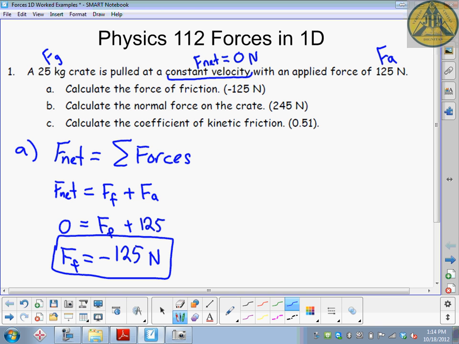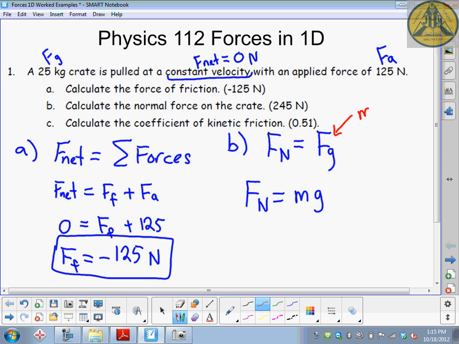For B, calculate the normal force on the crate. For us in grade 11, the normal force can always be calculated by calculating the force of gravity. They're going to be equal. We're not going to do problems where the normal force will change. Be aware it can be different, but we're going to keep it simple at first so we get the hang of how this works. So the normal force is equal to mass times the acceleration of gravity, because force of gravity is mass times the acceleration due to gravity.